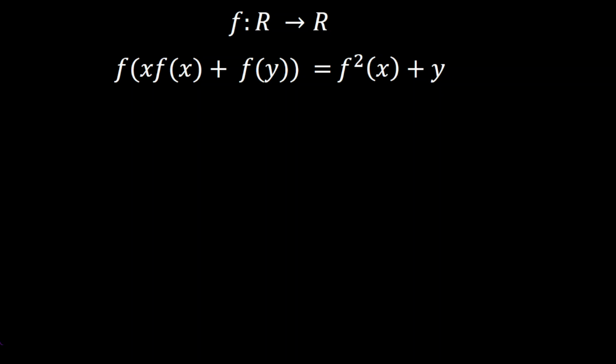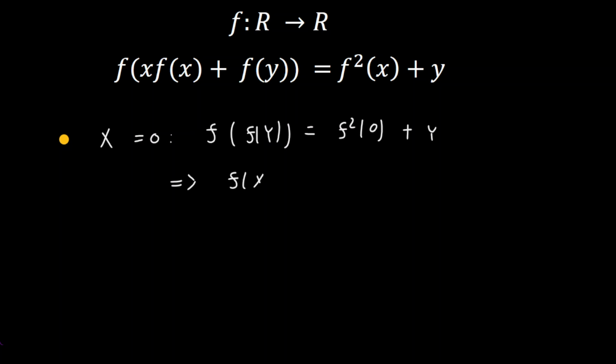And let's do something like this. You have to remember one important thing: when you work with a functional equation, you have to find the best values to put in x and y. So first of all, I will start with x equal to 0. And I will get that f of y is f squared of 0 plus y. From here, you get that f is bijective.